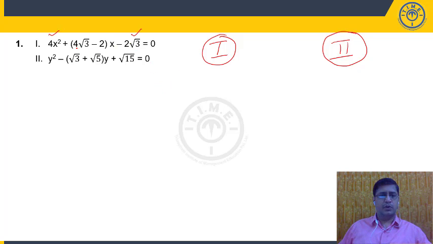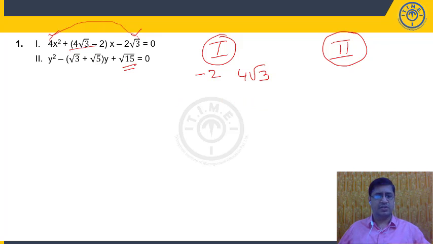Now what is the sum of the roots? 4√3 − 2. If you observe carefully, 4 into √3 is 4√3, and 2. So what are the roots here? They are −2 and +4√3. Am I right?